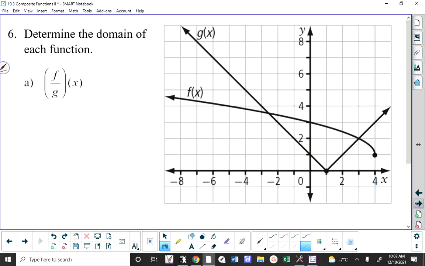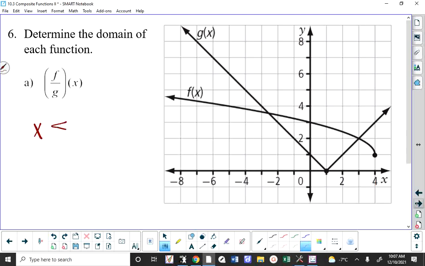Determine the domain of each function. So what is the domain of f of x over g of x? I'm asking you. Can somebody tell me what the domain of f of x over g of x is? Evan? Well, x has to be less than or equal to 4 and can't equal 1. Good. So we're going to start with x has to be less than or equal to 4.